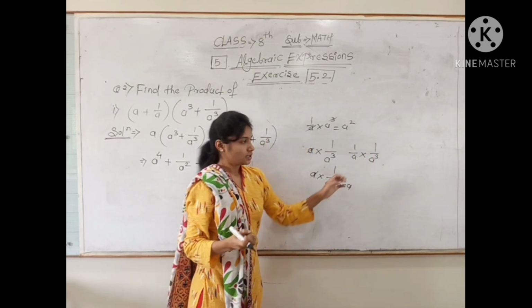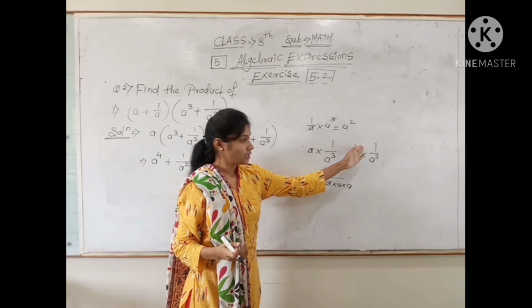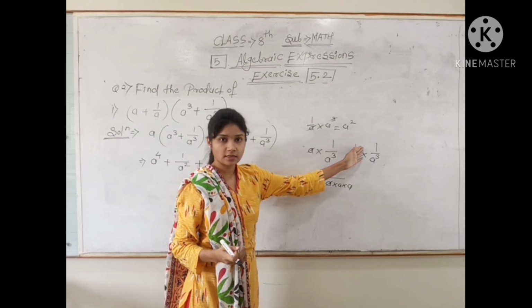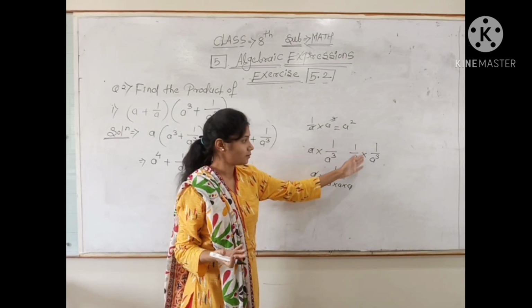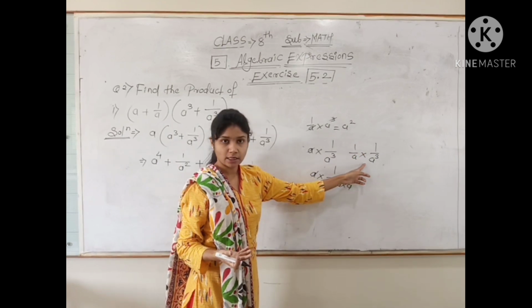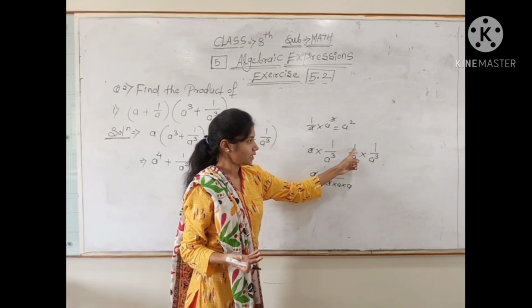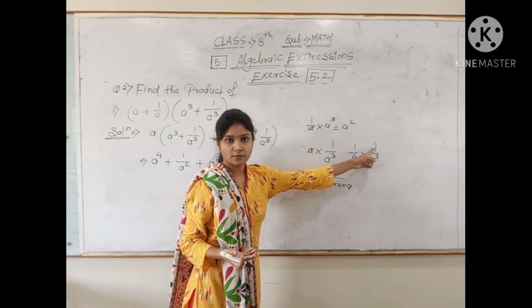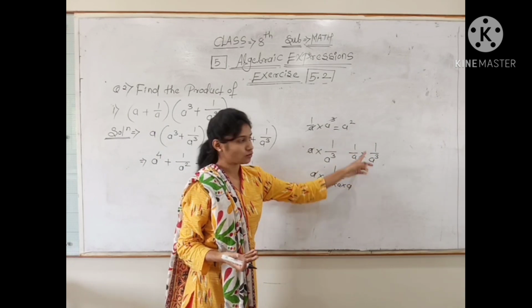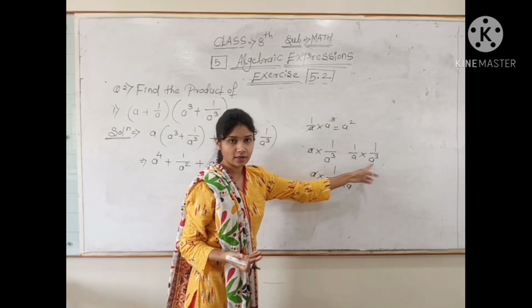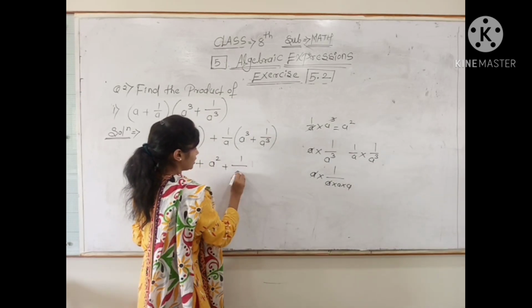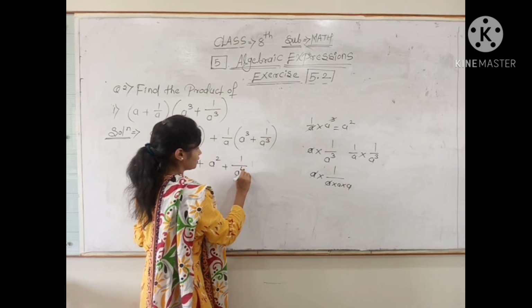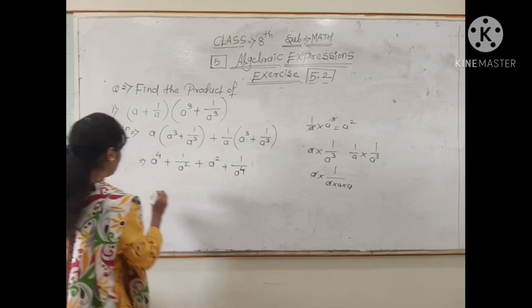Then plus 1 upon a multiplied by 1 upon a cube. In this term there is no cancelling term. So 1 upon a multiplied by 1 upon a cube. So what is that? Product of numerator upon product of denominator. So that is 1 upon a raised to the power 4. Okay, this is the way to multiply. Now solve.